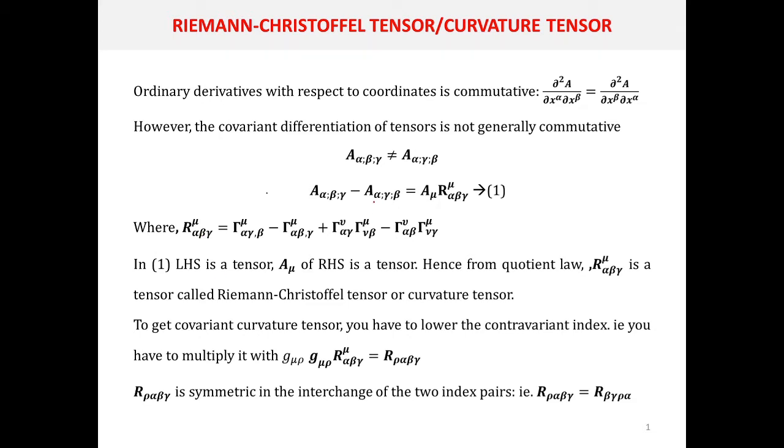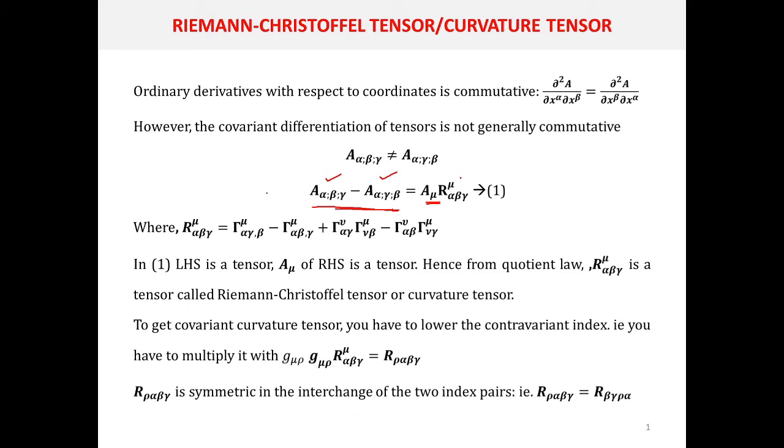So in equation number 1, we know that the covariant derivative is a tensor quantity. Here you have two covariant derivatives. When you take the difference of these two covariant tensors, since both are tensors of the same rank, you will get a tensor on the left hand side of this equation, and on the right hand side, of course, A_μ is a tensor. It is a covariant tensor of rank 1.